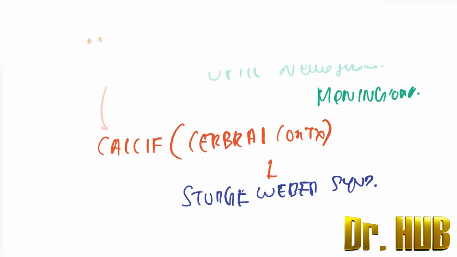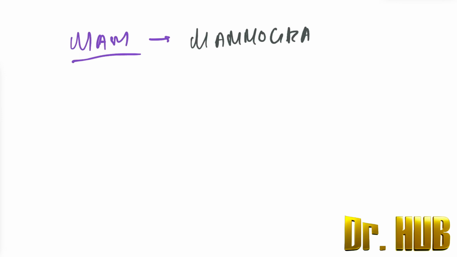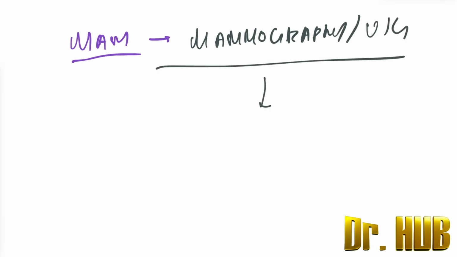Next, we move on to the mammary glands. Under the mammary glands, what are the conditions? The tram track is seen in mammography as well as in USG. What does it indicate? It indicates the presence of duct ectasia.